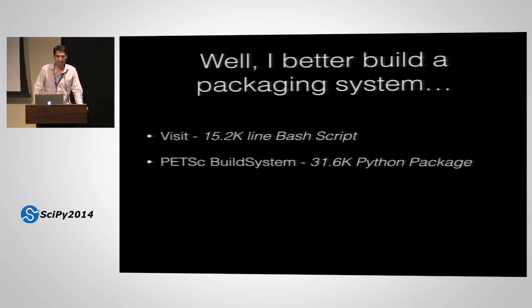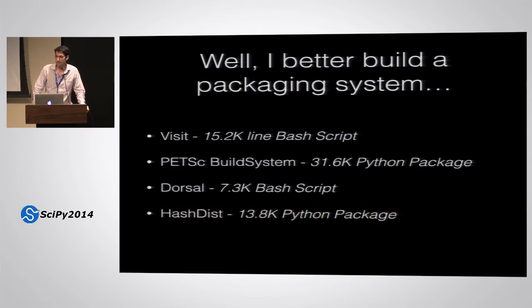The PETSc build system, I know none of the PETSc developers are here, 30,000 lines of Python. Dorsal, which sits beneath Phoenix, is 7,000 lines of bash. And HashDist itself, which is our implementation, was about 13,000, 14,000 lines of code the last time I counted. So if you are going to do this, just be aware that you're going to be spending a lot of time, and I don't recommend starting in Bash because you'll quickly outgrow the fun size of a Bash script. An ideal Bash script is about 100 lines of code. After that, it starts becoming not so fun.